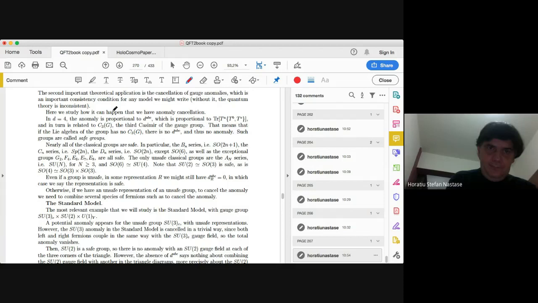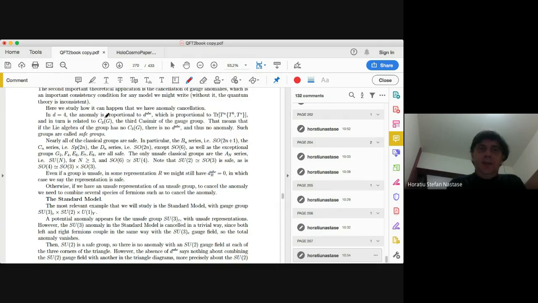All right, so we've seen that in four dimensions, the anomaly is proportional to this invariant called d^{abc}, with three indices, that's proportional to the trace of T^a times the anticommutator of T^b with T^c. In turn, this d^{abc} is proportional to the third Casimir of the group, C3(G). So if the Lie algebra of the group has no C3(G), so d^{abc} is zero, then there's no anomaly. This third Casimir is a property of the group. Such a group is called a safe group, meaning whatever we do, we will get a gauge anomaly free theory.